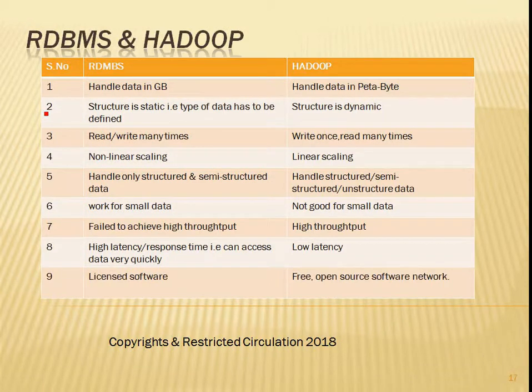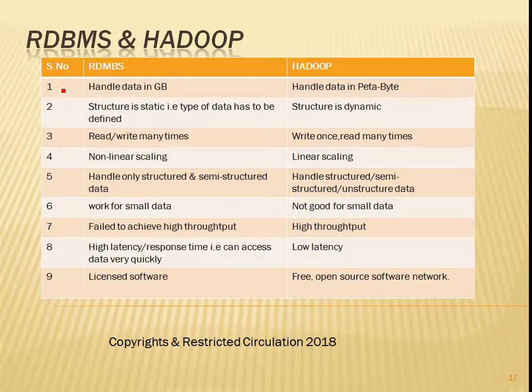Guys, these are the basic differences between RDBMS and Hadoop. We are using Hadoop because it handles data in petabytes. It handles structured, semi-structured, and unstructured data. It has high throughput, and it is not good for small data. So if you have small data of size in KBs and MBs, it's not recommended to use Hadoop. Then you should go with RDBMS, because Hadoop is basically designed to handle big size data, huge volume data, right?